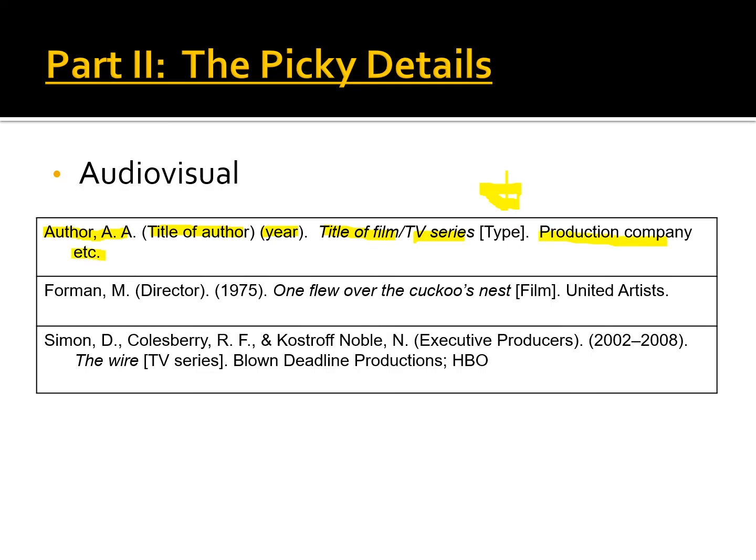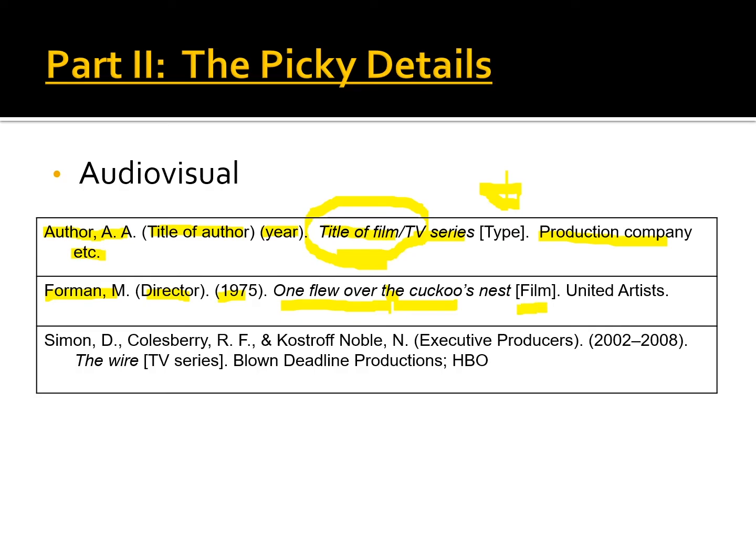And then in hard brackets, you would put what it is. So if it's a film or a TV series or an episode or a podcast or a webinar. And then the production company, etc. So as much information as you can provide about who developed this particular podcast or webinar or film series or whatever. So for instance, Foreman M is the director in 1975 of One Flew Over the Cuckoo's Nest.